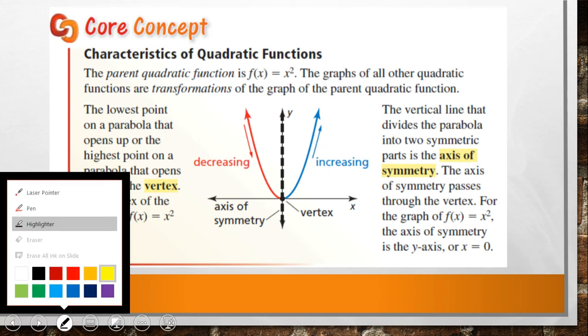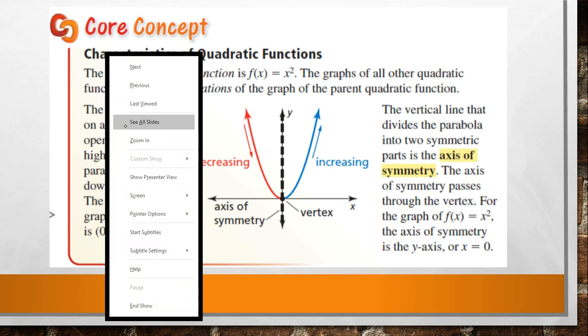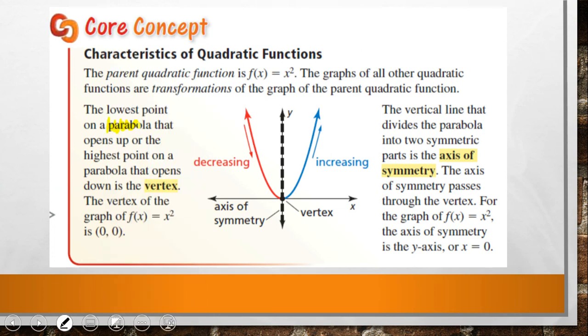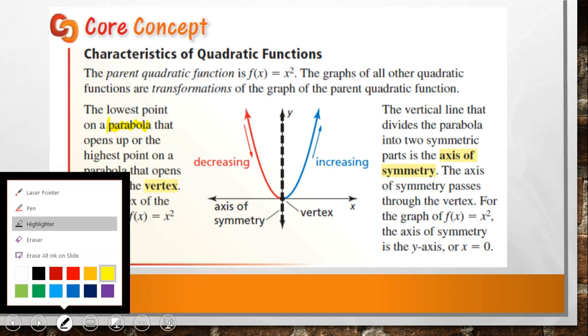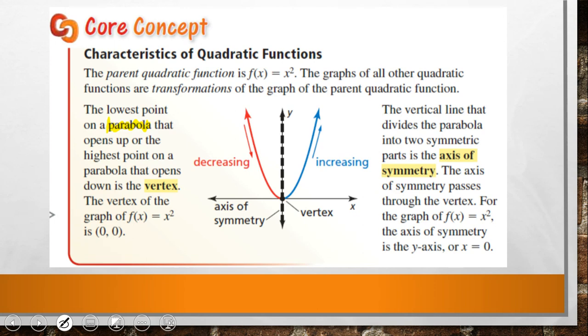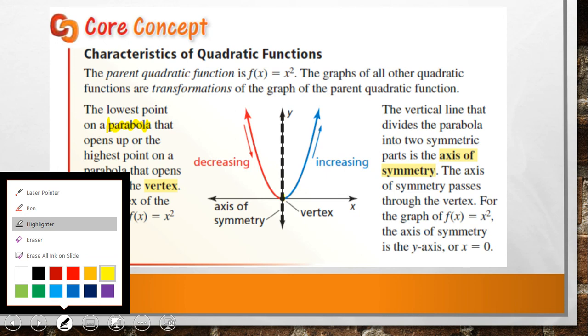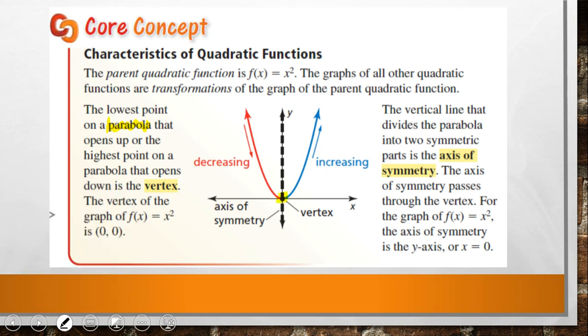So anytime you hear that word parabola, you know that we're talking about a quadratic equation. Okay? The lowest point on a parabola that opens up or the highest point on a parabola that opens down is the vertex. So this point right here, either the minimum point or the maximum point, that's what's called the vertex. The vertex of the graph f of x equals x squared, our parent function, is at 0, 0.